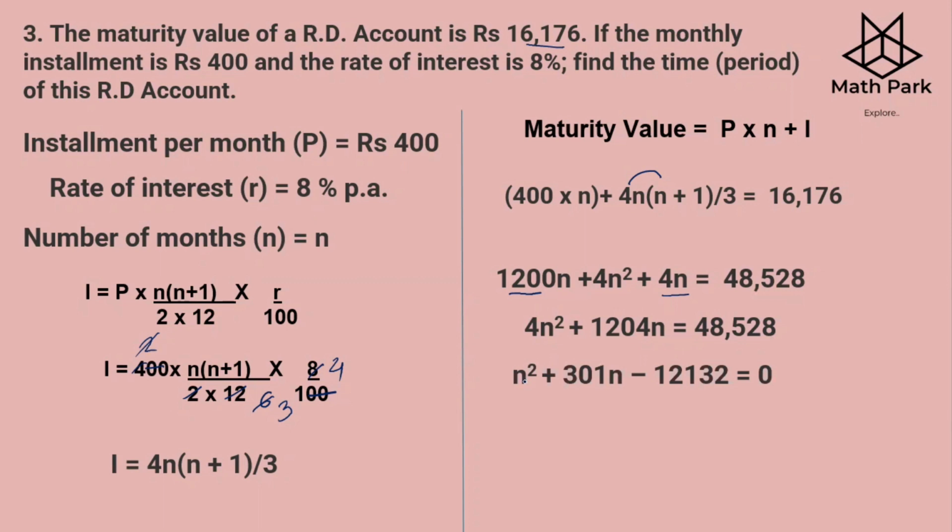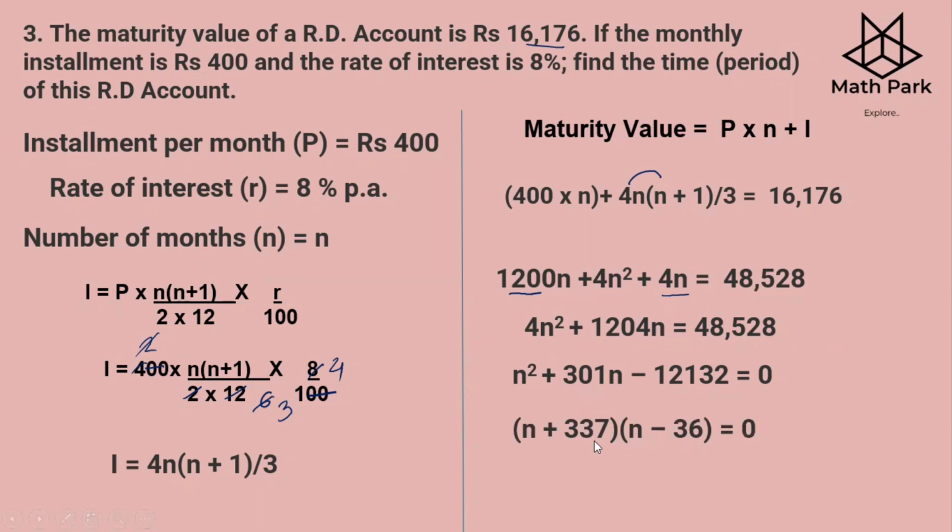4n square divided by 4 is n square. 1,204n divided by 4 is 301n. And 48,528 divided by 4 is 12,132. Now we need to find the factors of 12,132 such that the difference is 301. So we get the factors as 337 and 36.